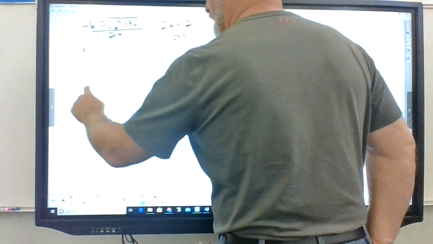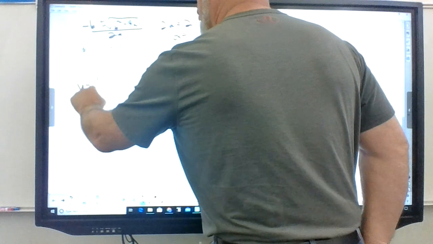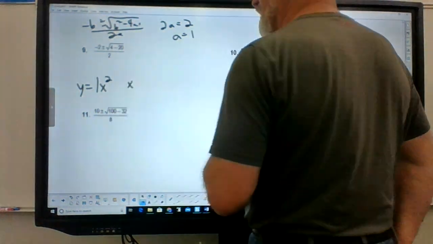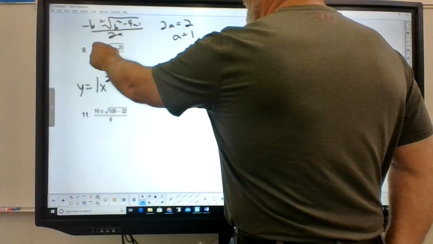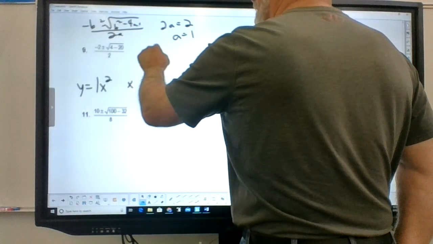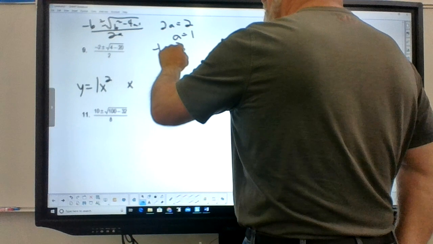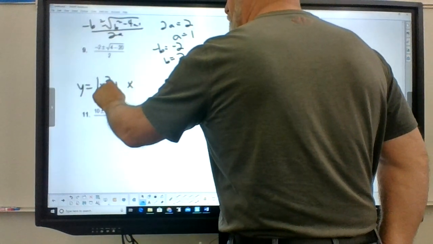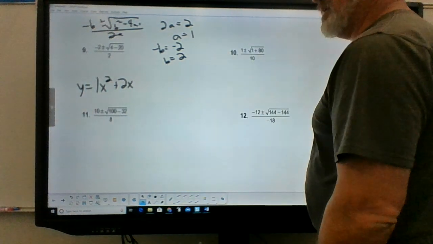So I know I have y equals 1x squared. So now all I got to do is find b and c. Well, b, right here, negative b equals negative 2. So b must be 2. So plus 2x. That's easy.